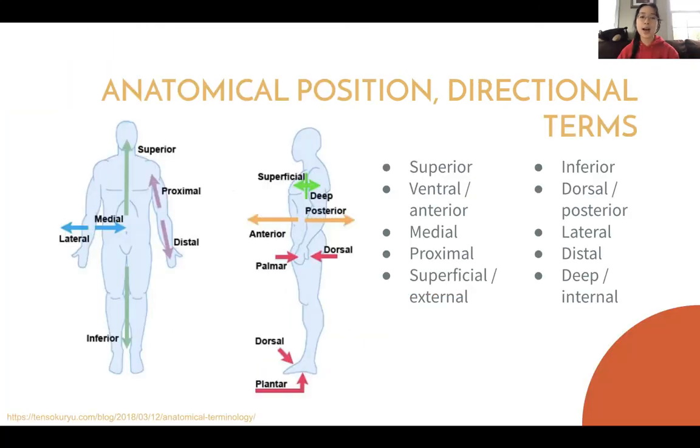So the next thing that's really important for us to talk about is anatomical position and directional terms. It's really important in science to make sure that we're all using the same terms, so that we all know what we're referring to. And that's the purpose of anatomical position and directional terms.